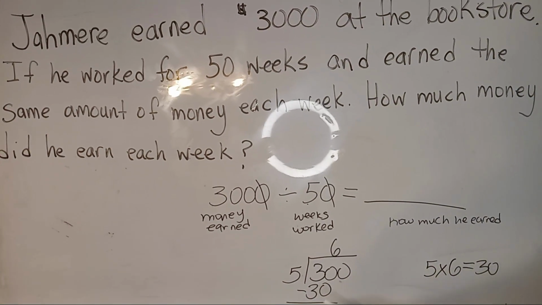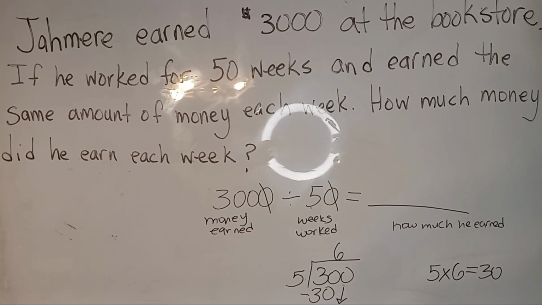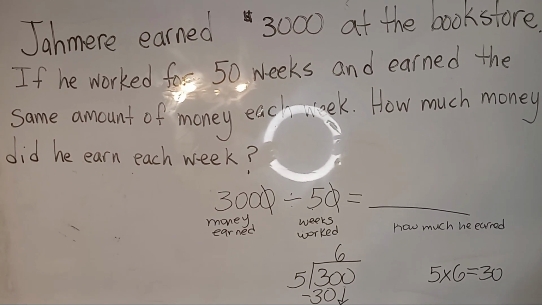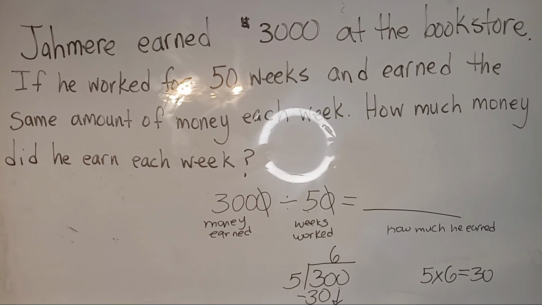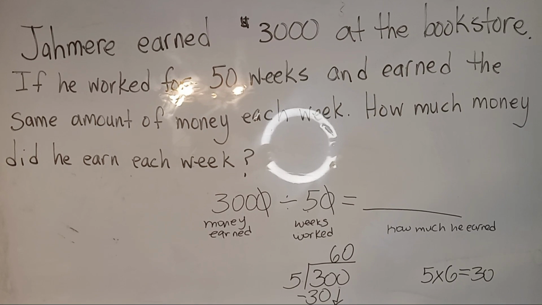Now, because 30 take away 30 leaves us a 0, I never write my 0. I just bring down this other 0. And when we have a 0, we cannot get anything out of 0. Therefore, we put another 0 over top. We still got to do that multiplication.